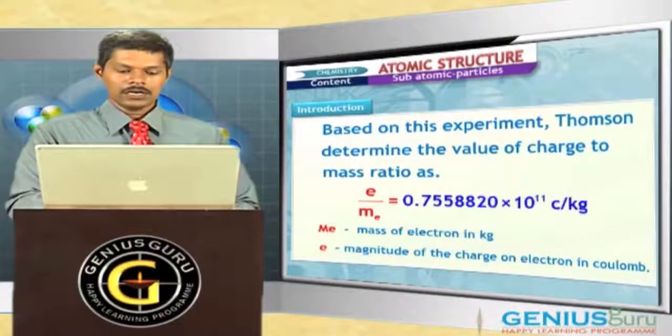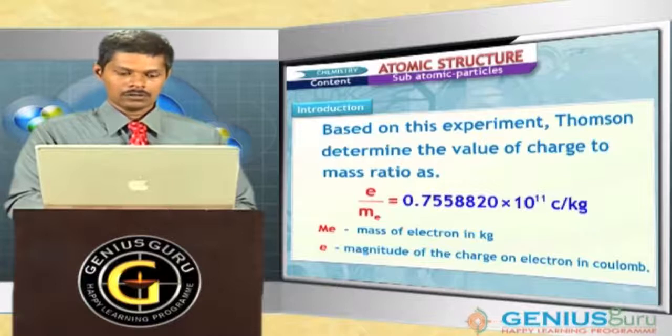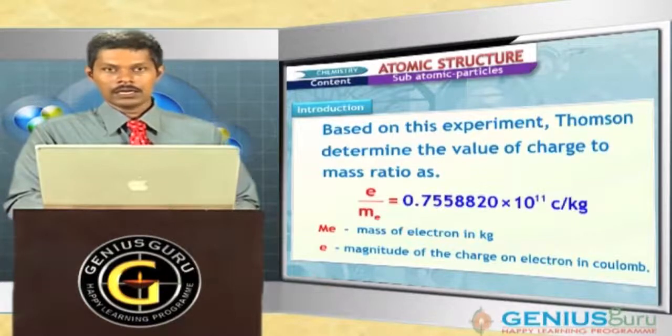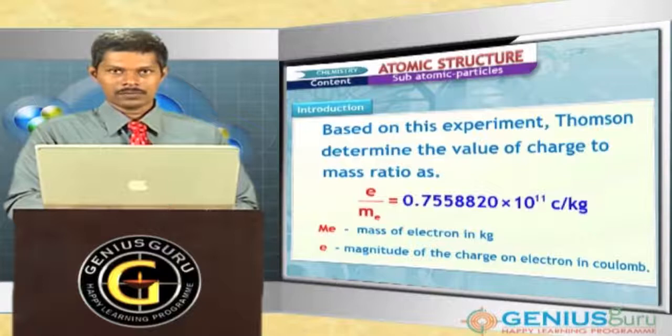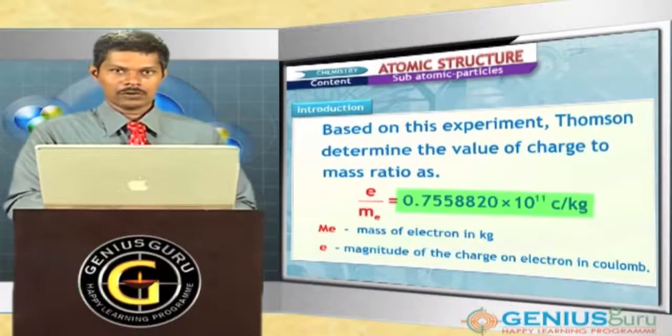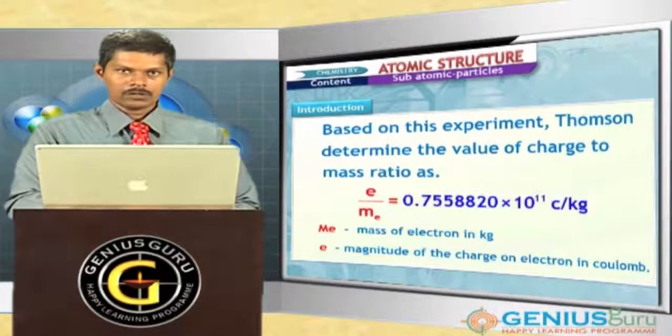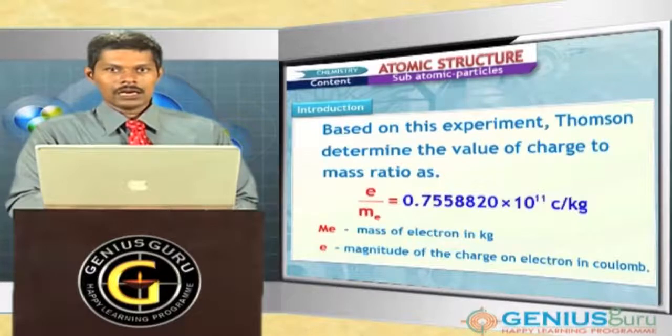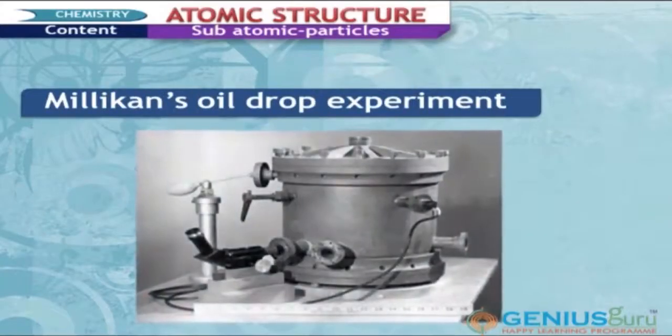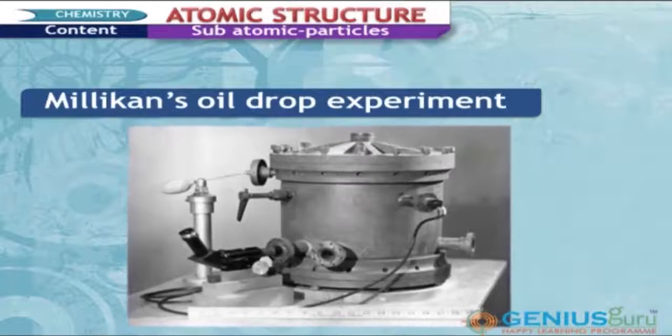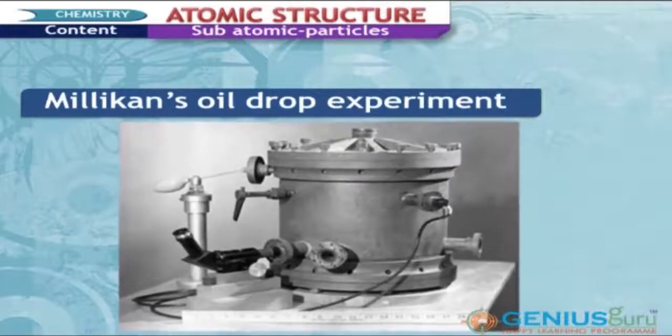That means J.J. Thomson did not know the charge of the electron, but he found the ratio of charge to mass. He found that the value is this one. So this is about the J.J. Thomson experiment on the discharge tube. Later, the charge of the electron was found by Millikan in his oil drop experiment. Let us know about the Millikan oil drop experiment.